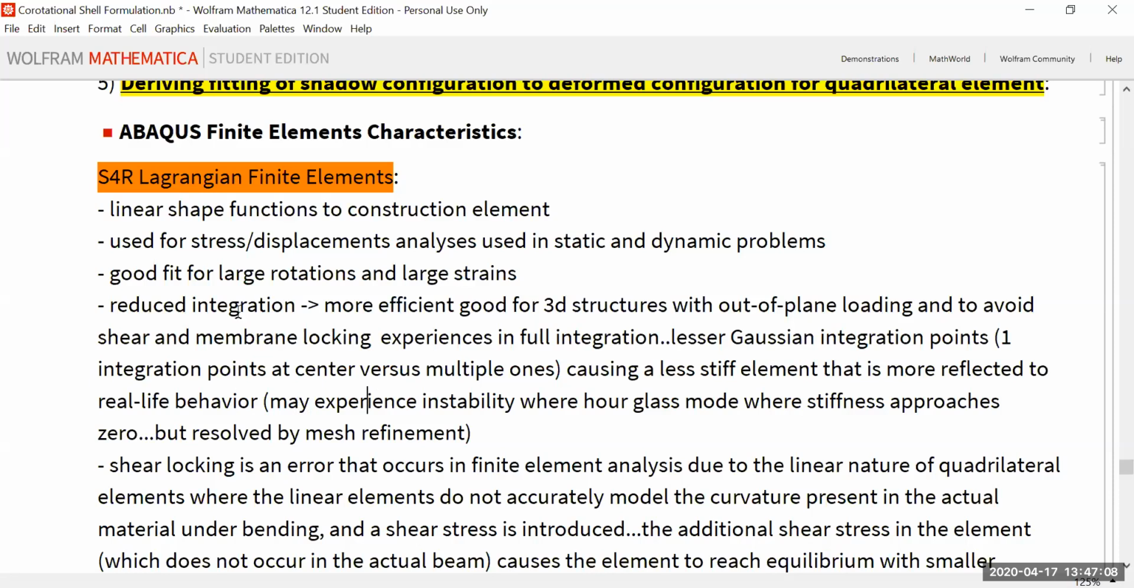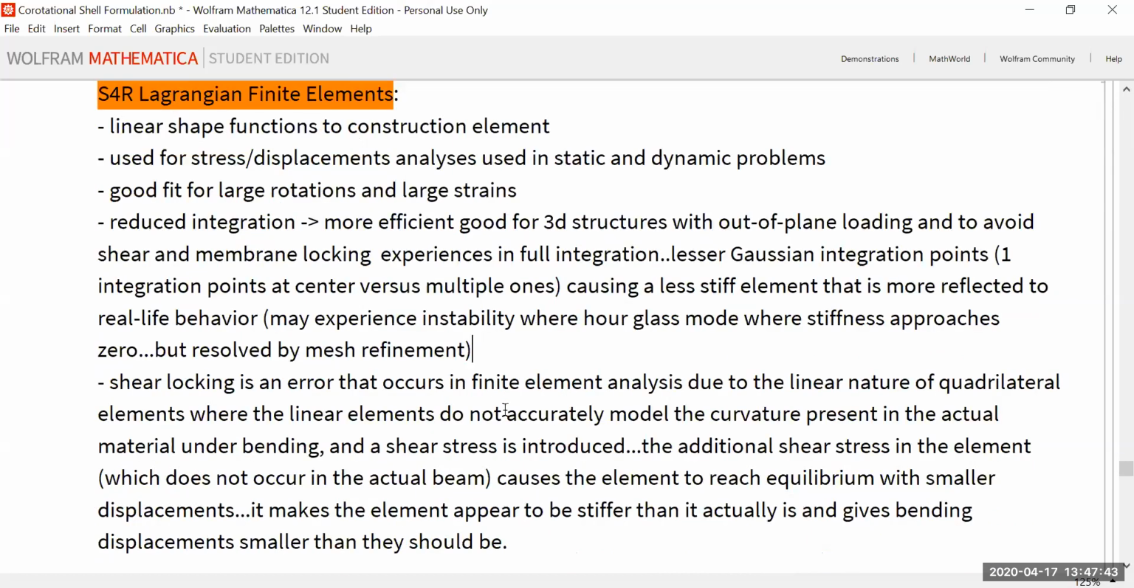What you can experience though, since you're using reduced integration, is this hourglass effect, where because you are reducing your stiffness, you might end up getting relatively zero stiffness. That's why you have this hourglass effect. But a way that you can resolve this is by doing a mesh refinement. There's also a way to do hourglass control, I think, in Abaqus. So this won't be a problem for us because I'm going to be refining the mesh.